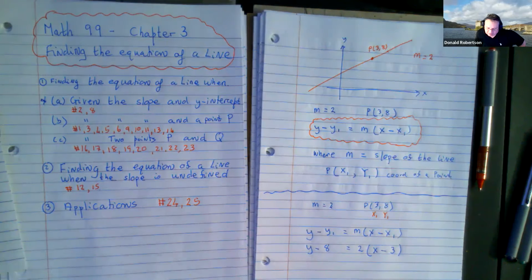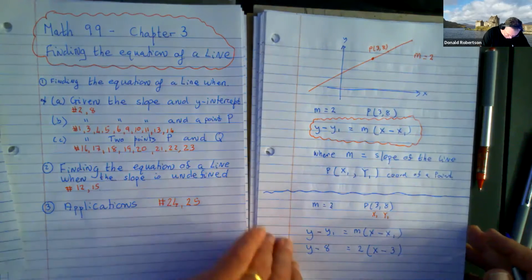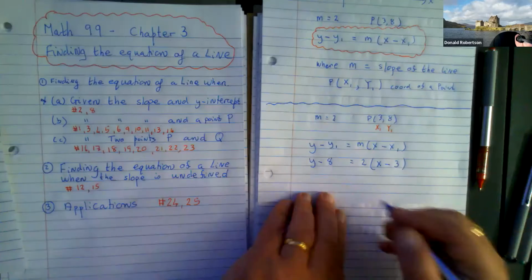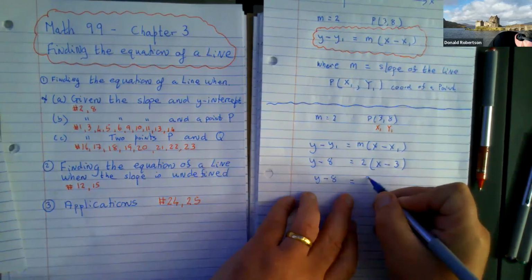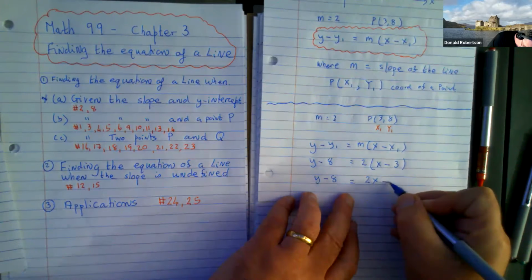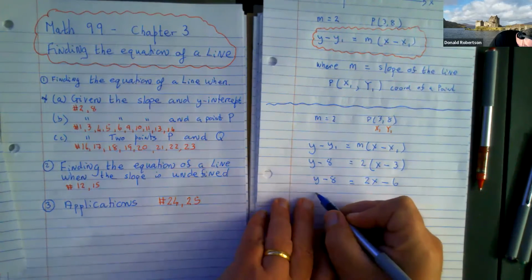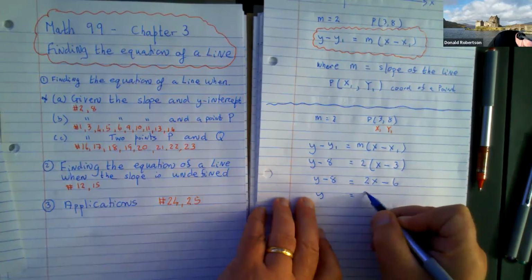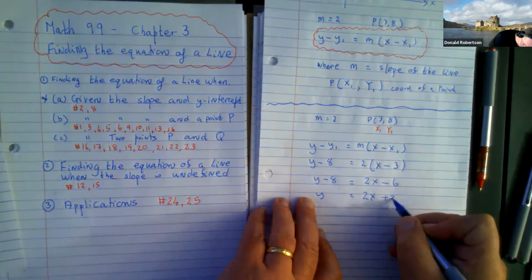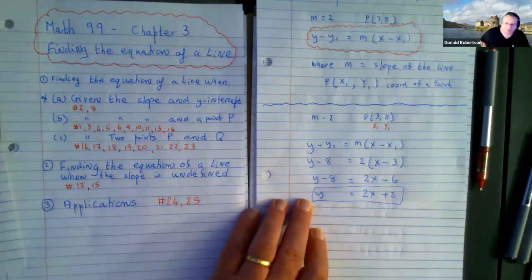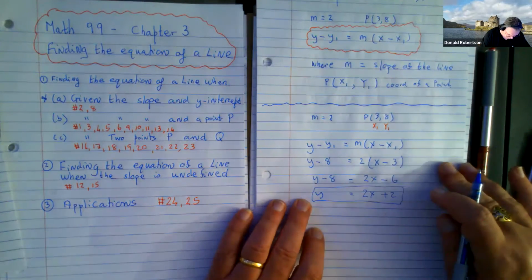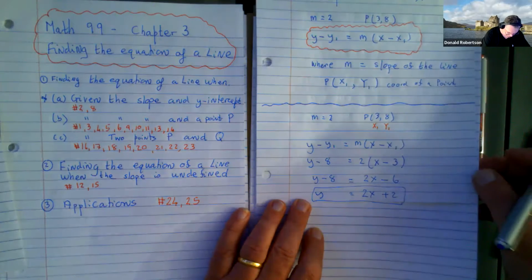Now, you don't leave the answer looking like that. We want the equation to be typically in the form y equals. So what I'm now going to do is distribute the 2. So I have 2x, and 2 times that is -6. Then I'm going to add 8 to both sides. And this is the equation of the line. y equals 2x plus 3, and we're done.